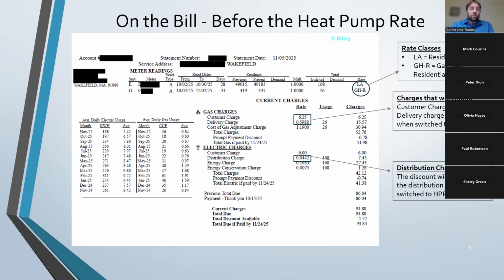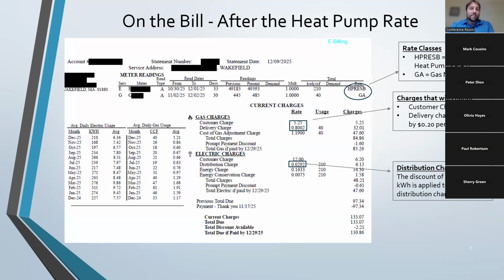So the charges that will change, as we discussed, but seeing it on the bill can be really helpful, I think, is the customer charge and the delivery charge will change when you switch to HP Res B for the gas side. And then for the electric side, the distribution charge is where that discount will be applied.